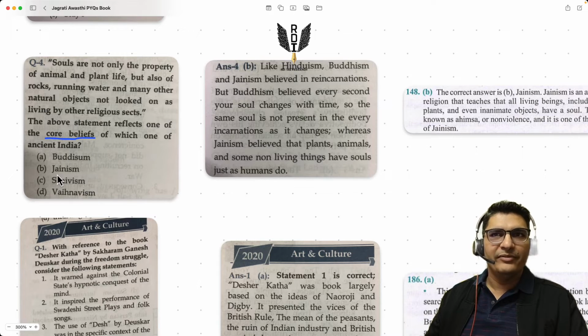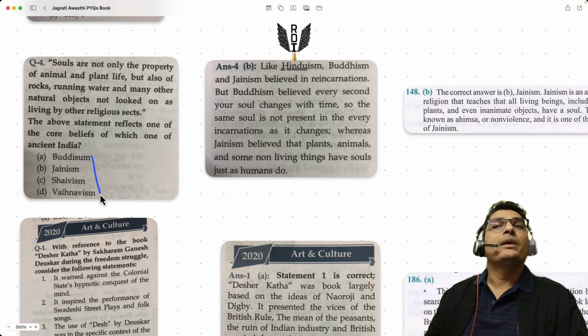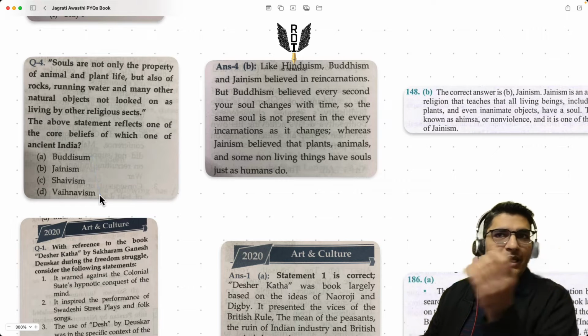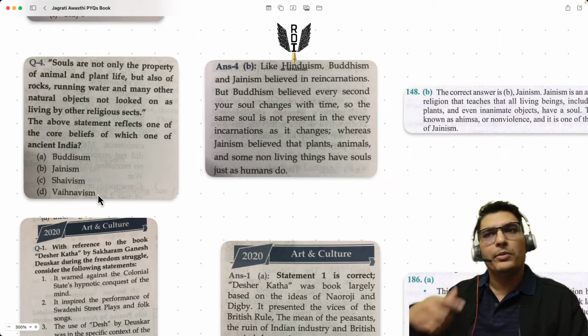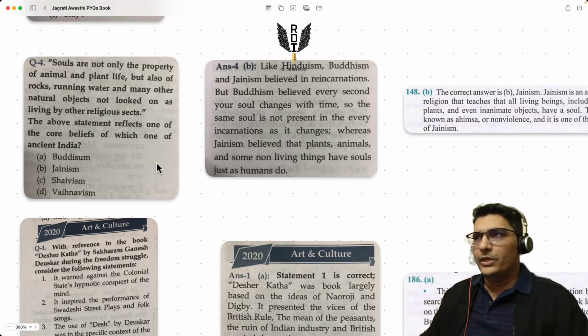The core belief of Jainism was asked in this question, but the core beliefs of other religions also become important. And again, look at the Buddhism spelling, a printing error. At least in one or two statements, these core beliefs should be given, because these are repeatable in the exam, which is missing in both these books.